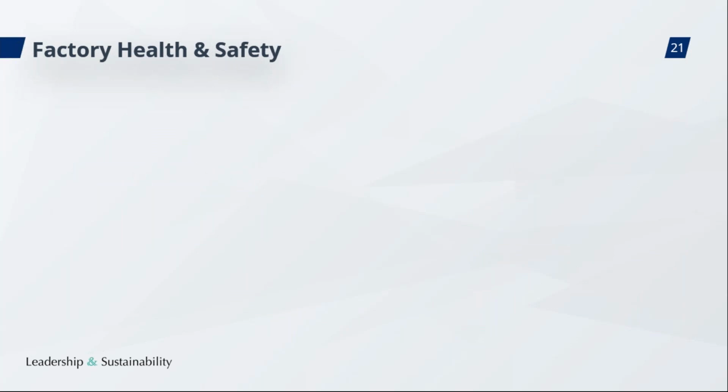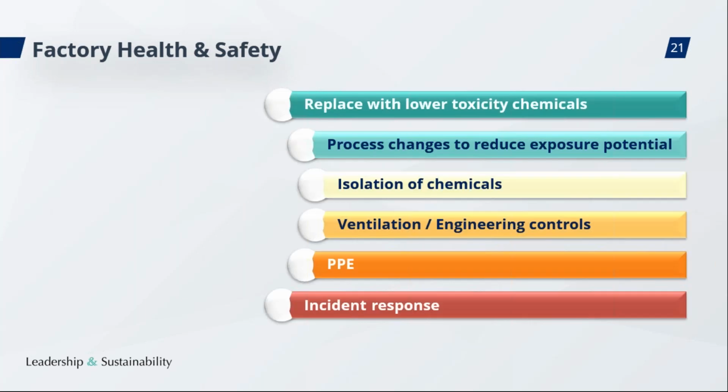First of all, we see a lot of focus on PPE, personal protective equipment, in the factories, and that's good and how it should be. However, just as a reminder, PPE should not be the first choice. This illustration shows the hierarchy of measures related to chemicals. The measure at the top, replaced with lower toxicity chemicals, is the first priority, and then we have process changes, isolation of chemicals, and only second last comes PPE, and last we have incident response. So PPE should be used only when no other measures are doable or have already been implemented.